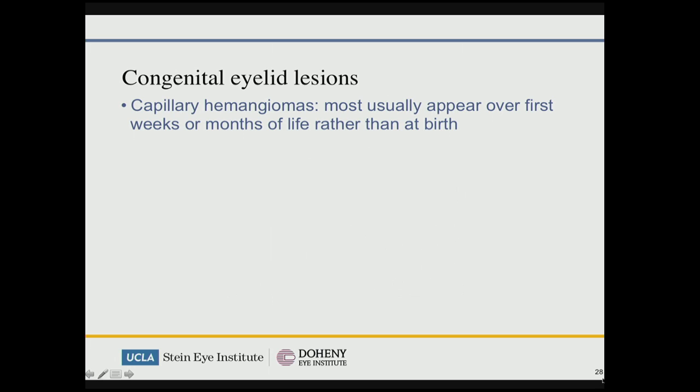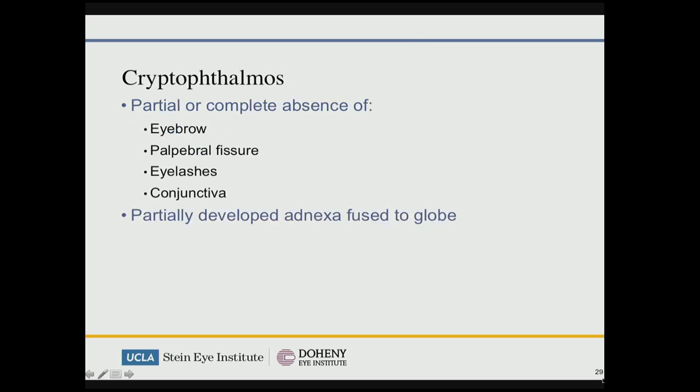Capillary hemangiomas most often appear over the first weeks or months of life rather than directly at birth, and of course, if they're amblyogenic, they need to be treated. Cryptophthalmos is characterized by partial or complete absence of the following adnexal structures: the eyebrow, palpebral fissure, eyelashes, and conjunctiva. And these partially developed adnexa are fused to the globe. This is a very rare condition.